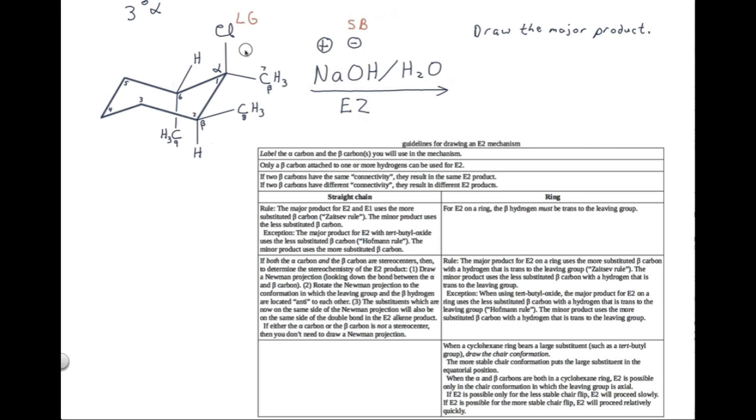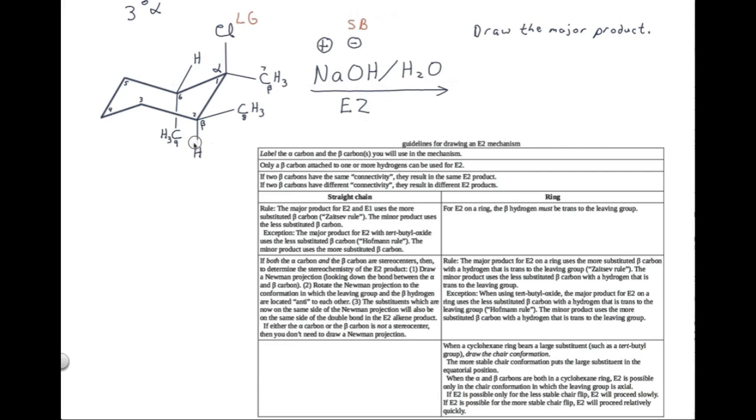So to review, we are not going to use this beta hydrogen for E2 because it's cis to our leaving group. We used this guideline: for E2 on a ring, the beta hydrogen must be trans, not cis. You can check cis or trans on a chair picture by thinking in terms of up and down. Since the chlorine and the hydrogen are both in the up position, they're cis to each other, not trans. Okay, so that leaves us with 2 more beta hydrogens to choose from.